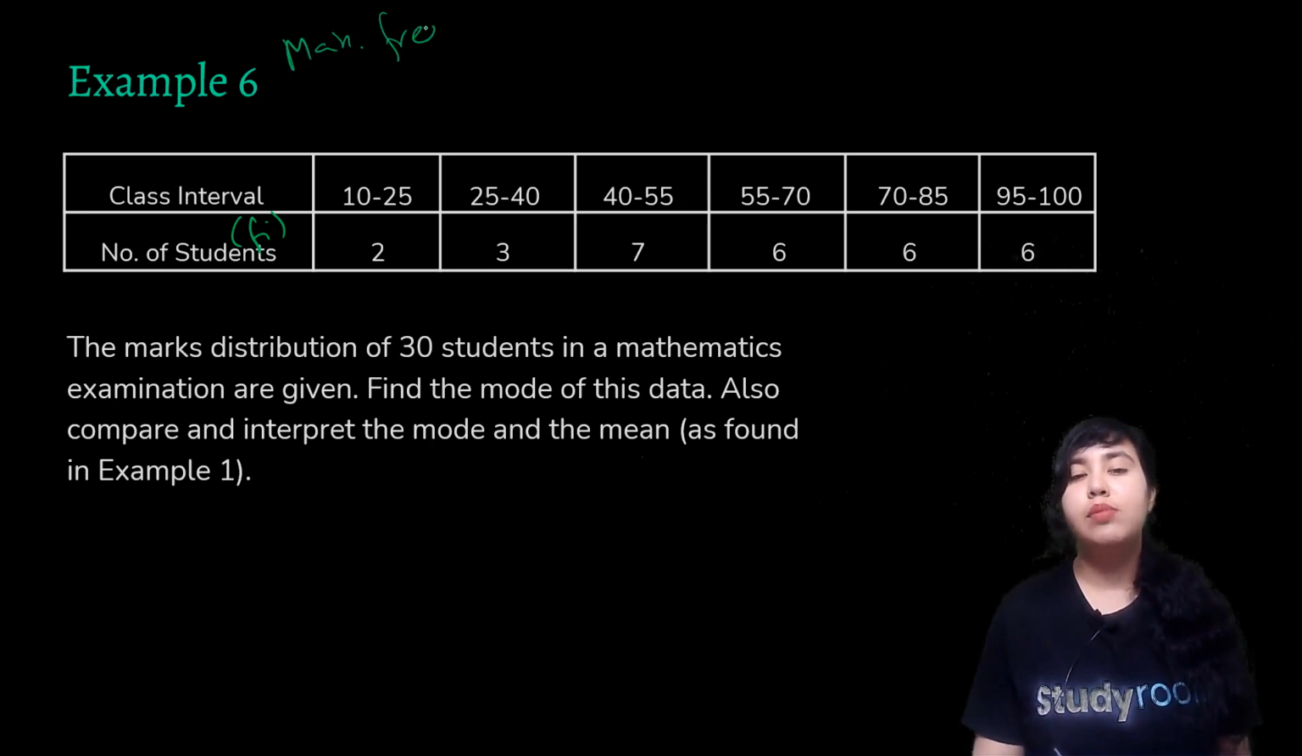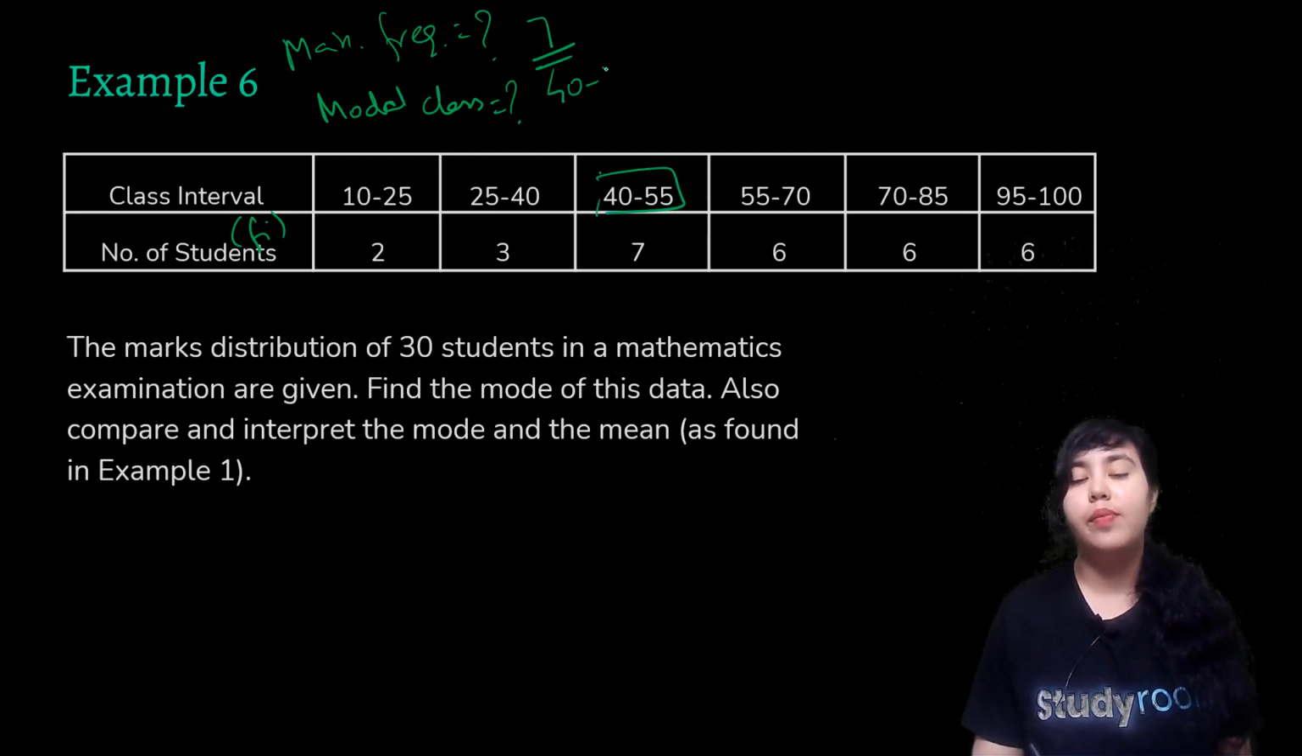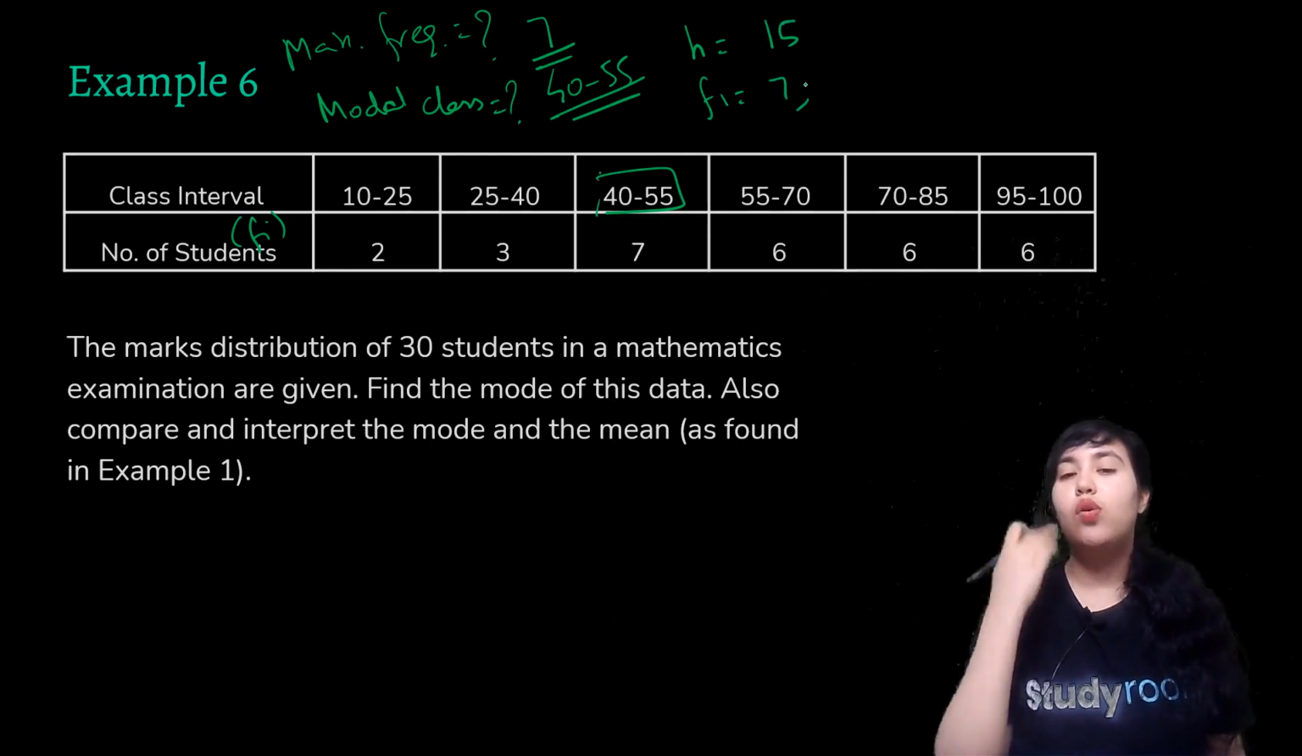What is the maximum frequency here? That is 7. What is the modal class, which has this frequency? That is 40 to 55. Now can you quickly tell me what h is here? It will be 55 minus 40, that is 15. What is the frequency of this class? That is 7. What is the lower limit of this class?